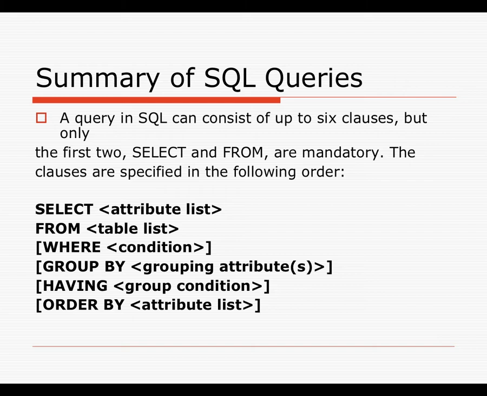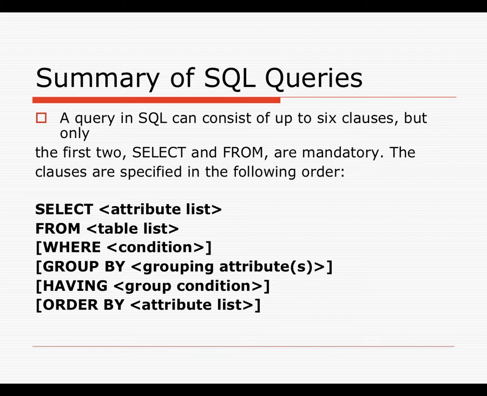So if I'm looking at an overall summary from a high-level SQL querying perspective, please note a query in SQL can consist of up to 6 clauses, but only the first 2 are mandatory. Repeat. A query in SQL can consist of up to 6 clauses, but only the first 2 are mandatory. You need to know that they're always going to be in the following order: select, from, where, group by, having, order by. If you see these all together, these are the order in which they will be received.